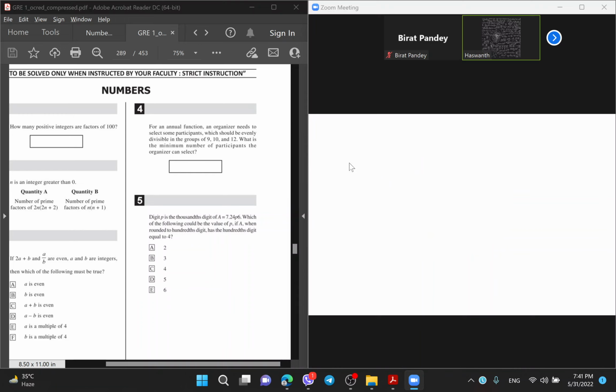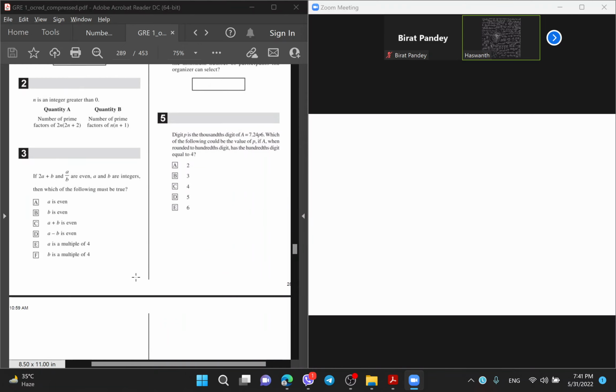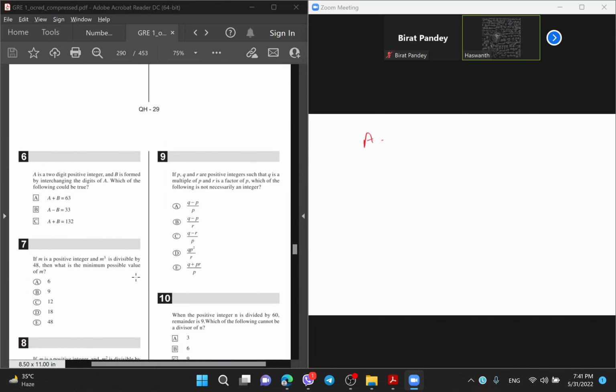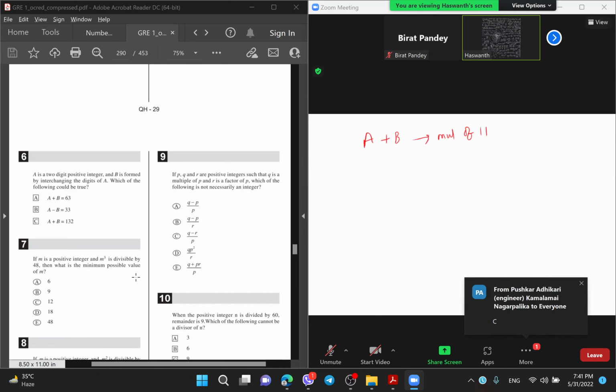Next one. A is a two-digit number and B is formed by interchanging the digits of A. Which of the following could be true? If A is a two-digit number and B is formed by interchanging the digits of A, the sum of A and B must be a multiple of 11 and the difference of A and B must be a multiple of 9. This we have seen in that formula sheet. So select those options which satisfy this criteria.